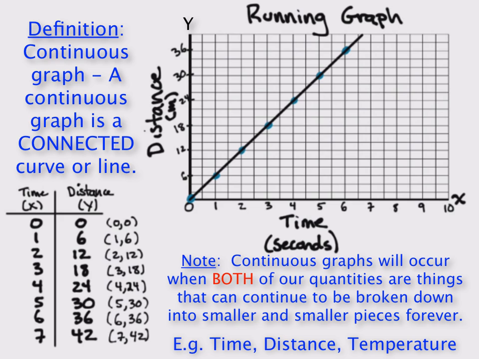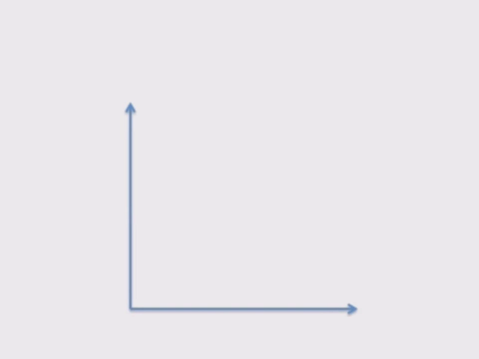Time can always be broken down into smaller and smaller units. Distance. This can be height, length, depth, distance traveled, anything at all involving distance, you can always break down into smaller and smaller pieces. And temperature. You can always break temperature down into smaller and smaller pieces. All right, let's do some practice.